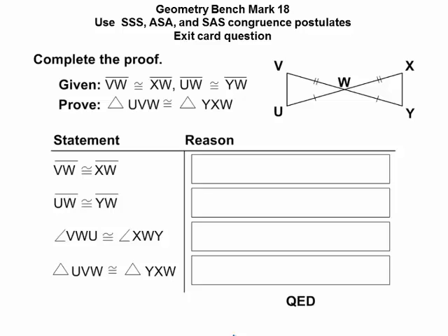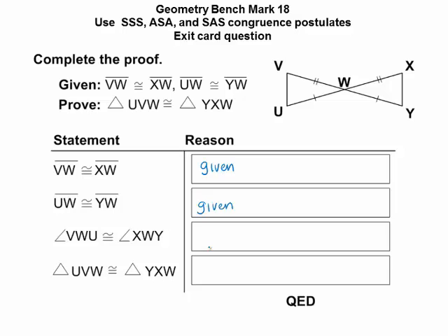All right, we're going to do a proof. We're going to walk through this together. What is the first line of every proof always? Given. Okay, this information has been given. BW is congruent to XW. Check the picture. Is it marked? VW, XW. Awesome. Then I'm also given that UW is congruent to YW.